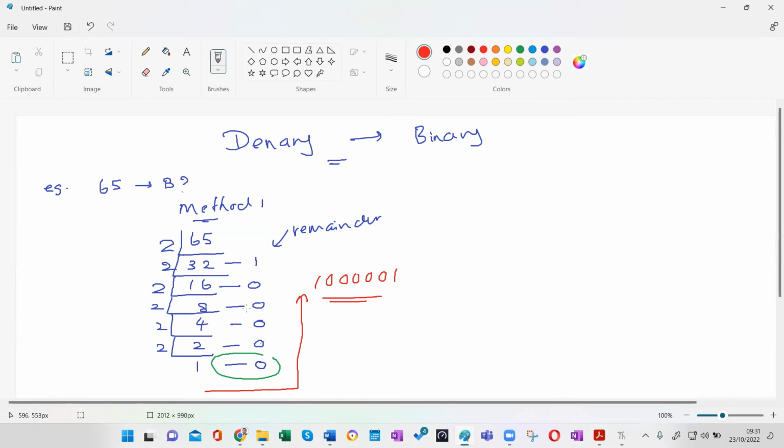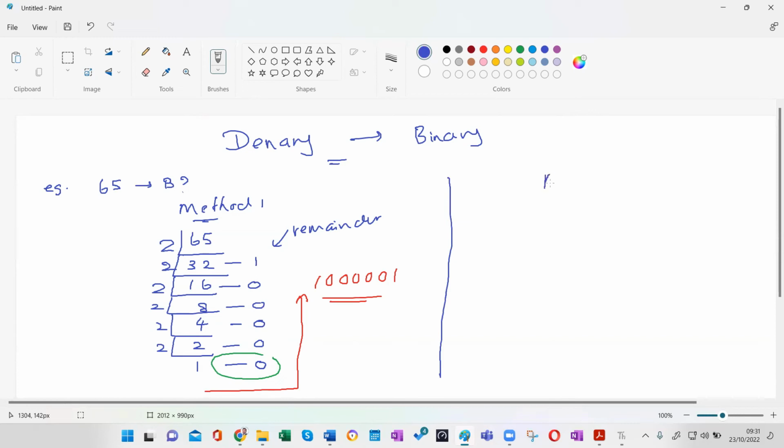Did you understand? We take the denary number and go on dividing it by 2, putting the remainder right in front of the division. We do this until it is not further divisible by 2, and we write the answer from bottom to top. That's the answer. Got it? Is that clear? Yes, sir.